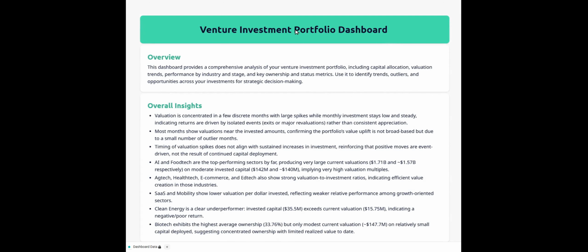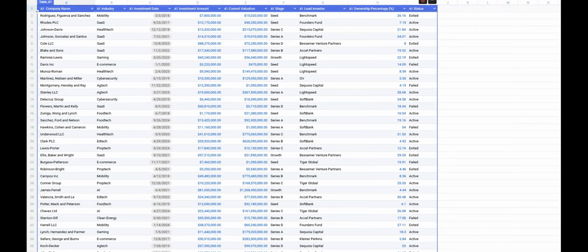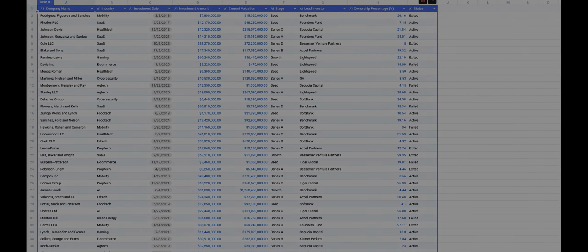Watch AI create a venture investment portfolio dashboard from scratch in under 2 minutes. This is what we're building. This is the data we're working with: venture capital investments, valuations, and portfolio metrics. Let's create it live. We start by importing our venture capital data file.